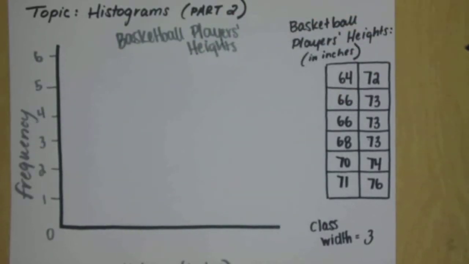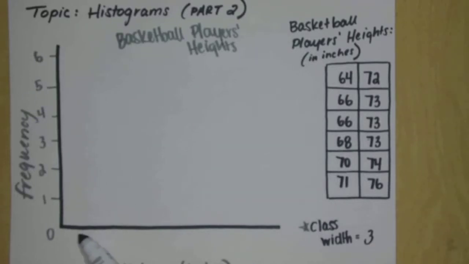If you remember from last video, one of the defining features of a histogram is the class width. A lot of times if you construct your own histogram, you will be given the class width. Here you see the class width is 3. The class width, remember, is just how wide each class is.